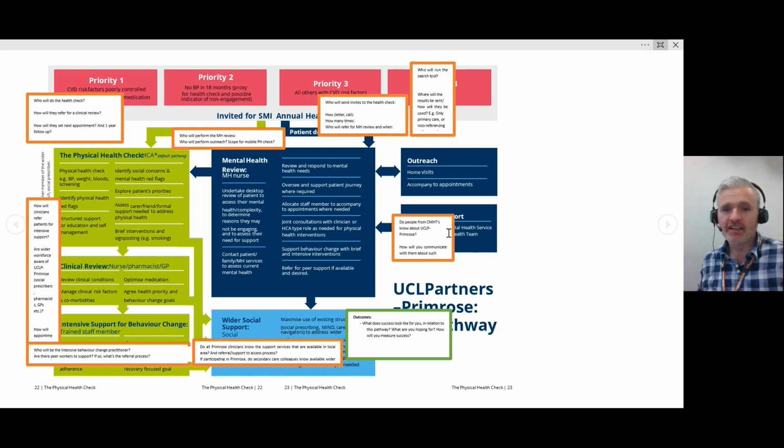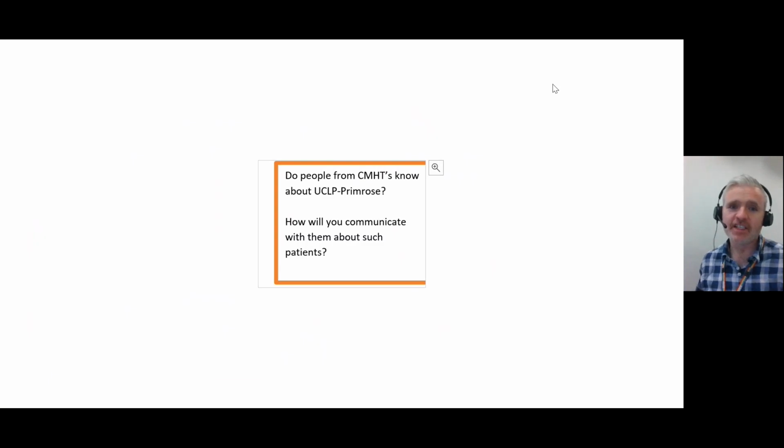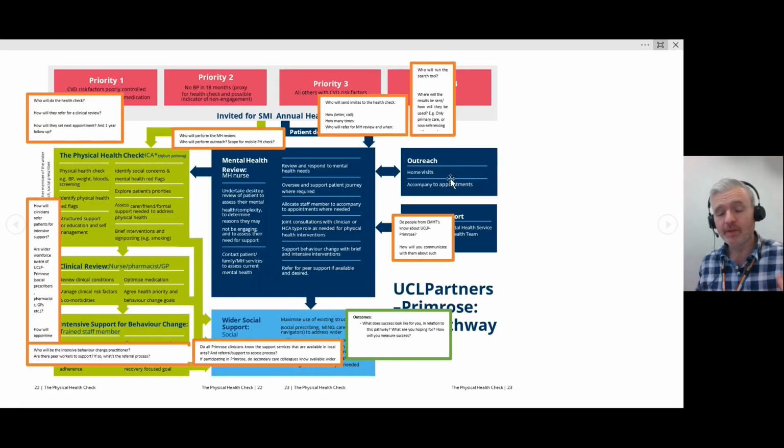So I guess another question in our annotated version here is, do people from your local core teams or specialist services know about UCLP Primrose? Do you have a way of communicating with them about people you identify as having additional mental health needs? Do you have a referral pathway for people who might need crisis support or specialist mental health support, and so on? Those pathways will exist, but you need to think locally about how you make sure your Primrose clinicians and mental health nurses have good access to those pathways when they need them, so that we can get people into the left-hand side of the diagram.